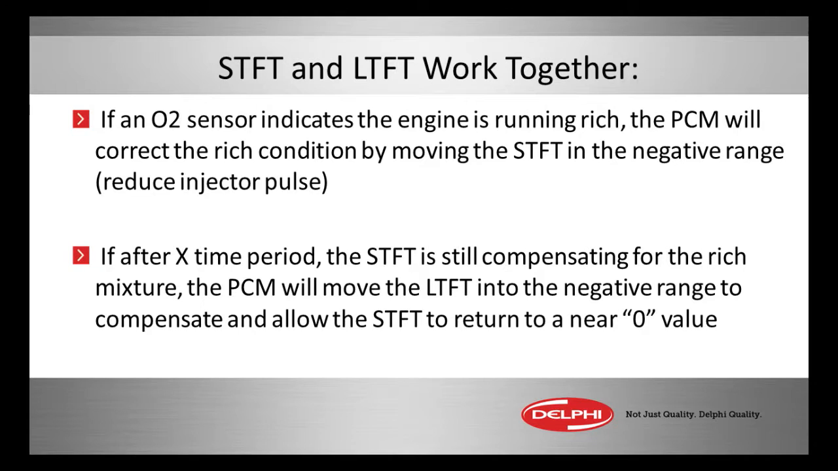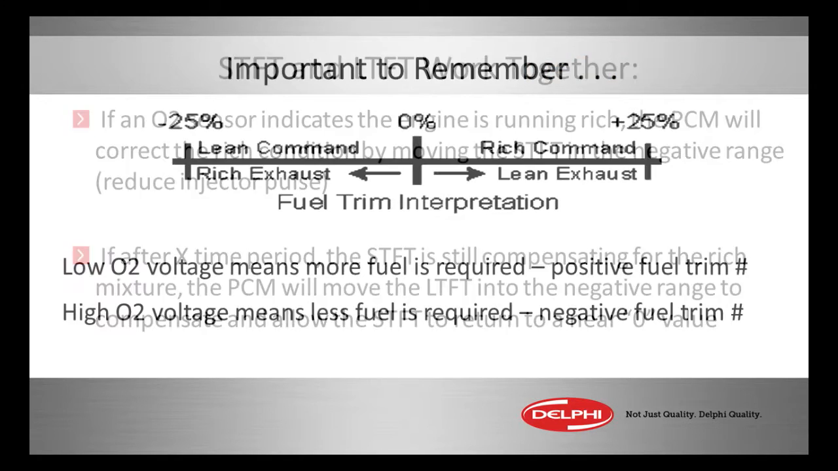Now, because they work together, short term is a knee-jerk reaction directly moved by the O2 sensor. Long term follows the short term, so the O2 sensor drives the short term, and the short term value drives the long term value. After a certain period of time, the long term updates and the short term may come back to zero, or they may both move in a particular direction depending on what the O2 sensor value is reading. So that's how that works together.